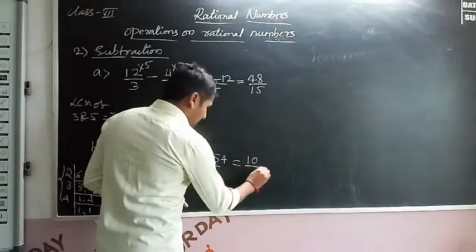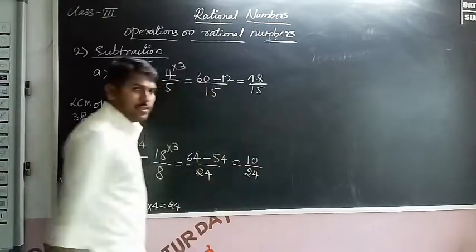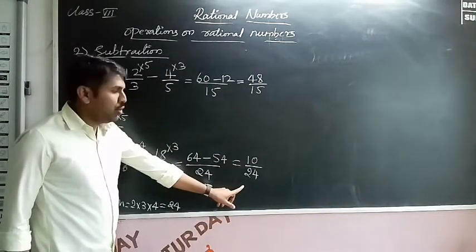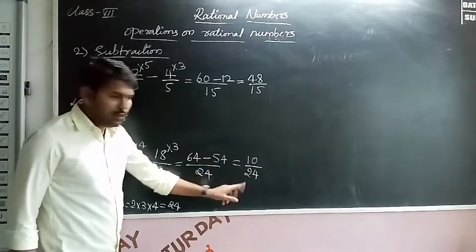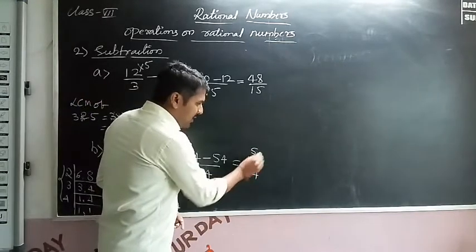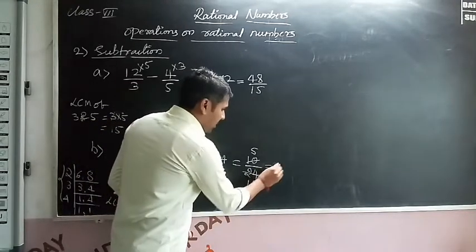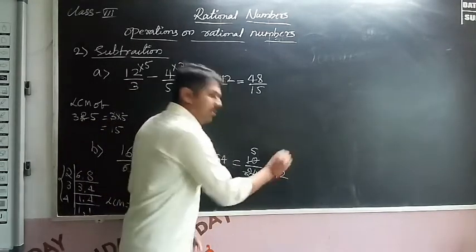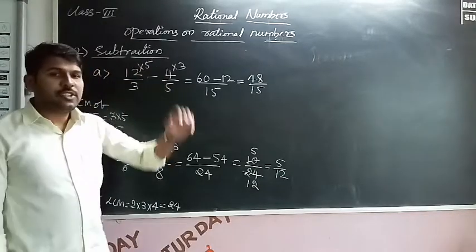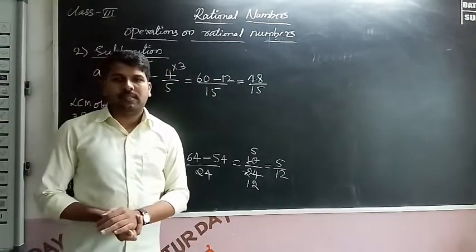So now 64 minus 54, how much? 10. 10 by 24. So is this in the standard form? No, because here the common factor 2 is there. So divide: 2 5s are 10, 2 12s are 24. So what is the standard form? 5 by 12. Okay, this is the subtraction of rational numbers.